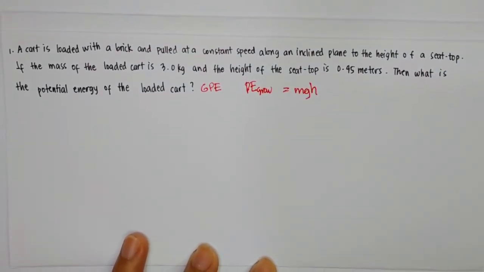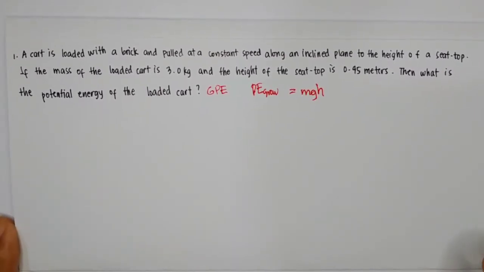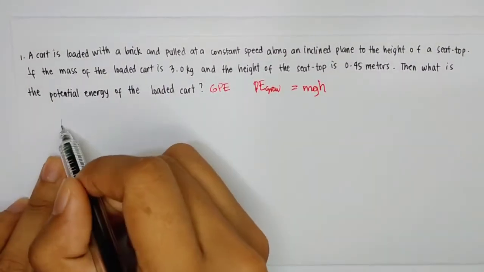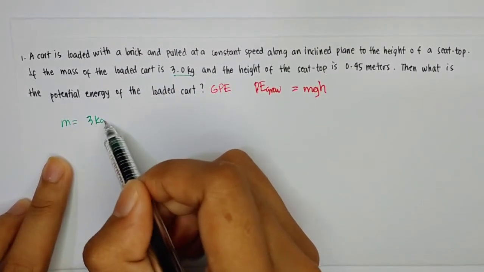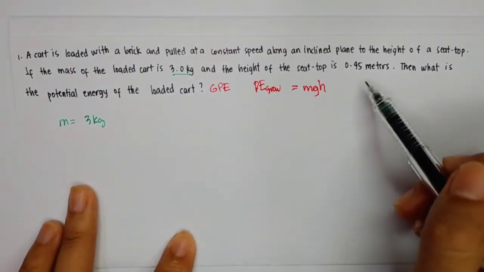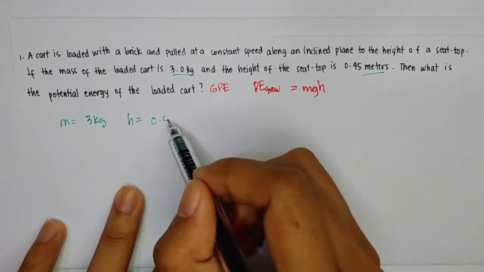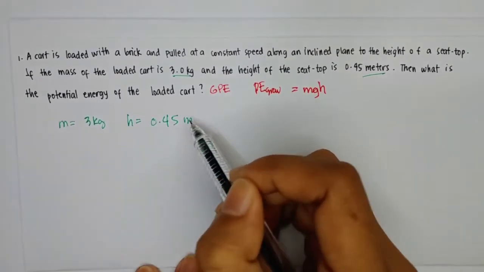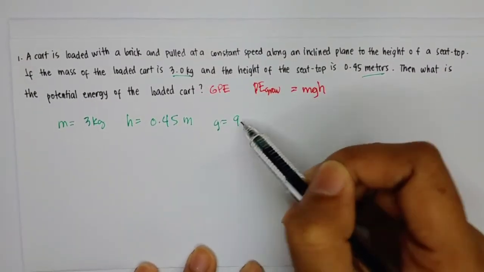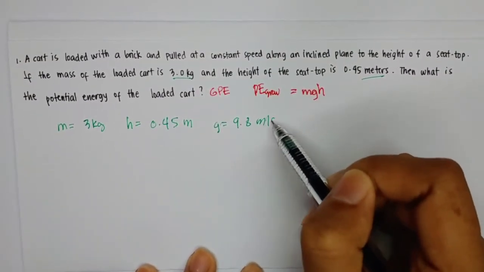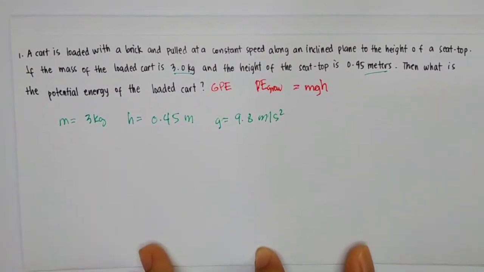That is our formula. Let's identify our given first. What is our mass? We have here our mass, that is 3 kilograms, and our height, that is 0.45 meters. Always take note that our gravity is 9.8 meter per second squared.